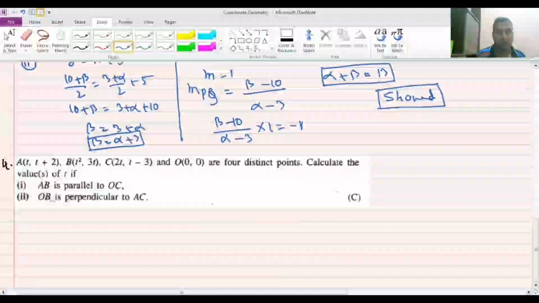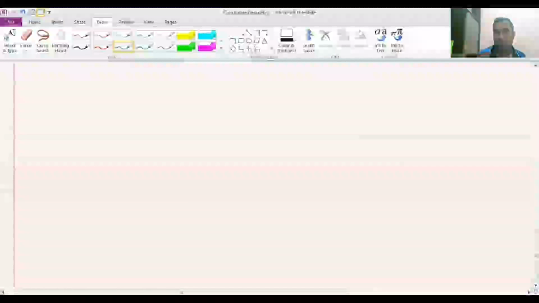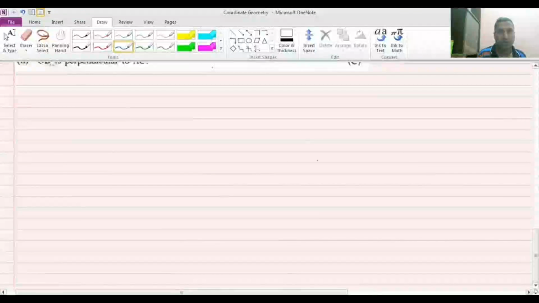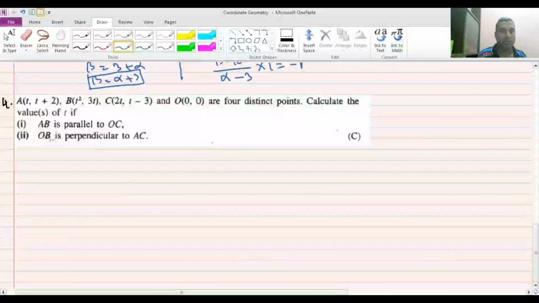So if you pay attention, you can solve it by yourself easily. You must have all this concept of coordinate geometry, and if you try, you can manage all these maths quickly. So I have the last one now to simplify. This one also I'm showing here. See, AB is parallel to OC.